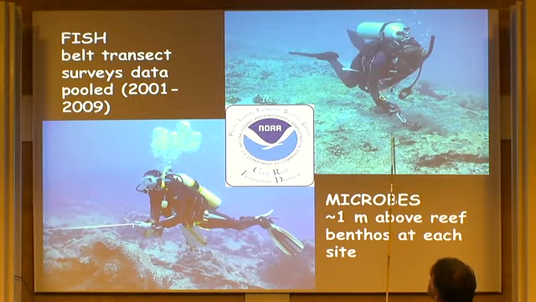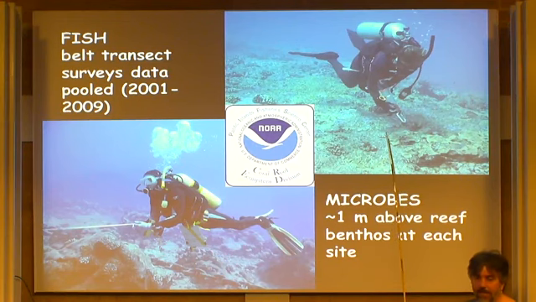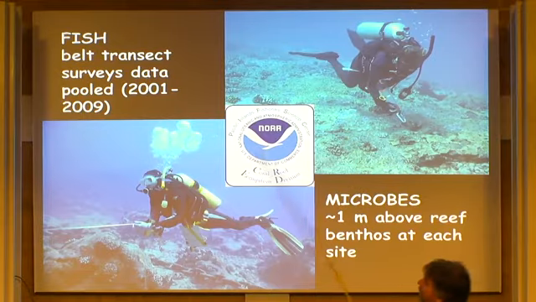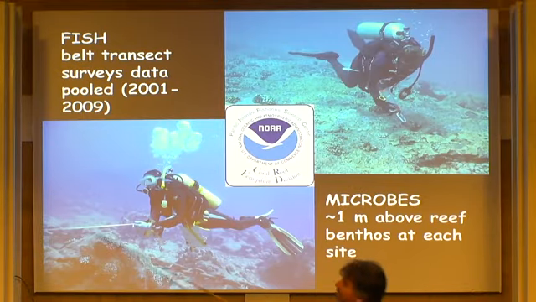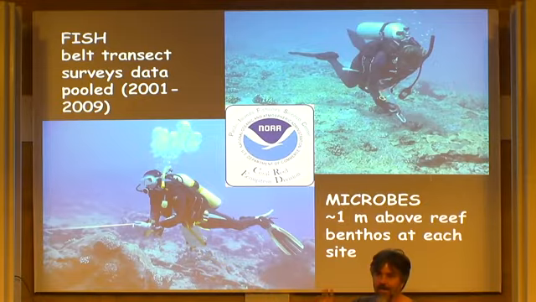So what we do is we go down and we collect water from the bottom, and then we take that up and count the bacteria. We get their biomass right off the reef. And then the fish guys go along with a transect tape, because this is what you do in marine biology, and you swim along and count the number of fish in this amount of the water column.